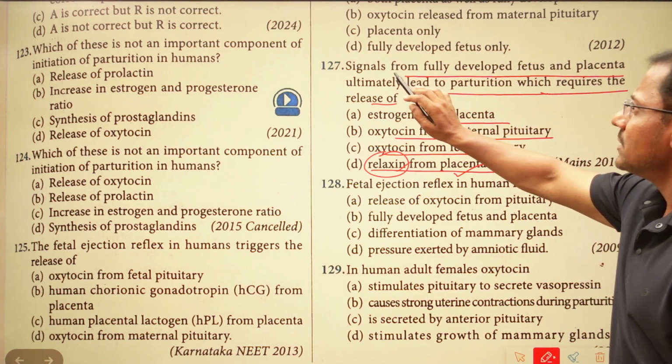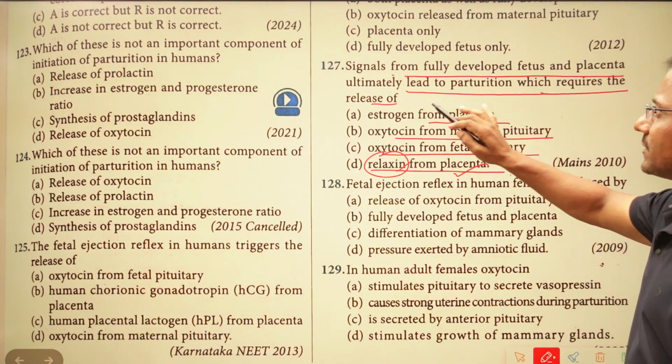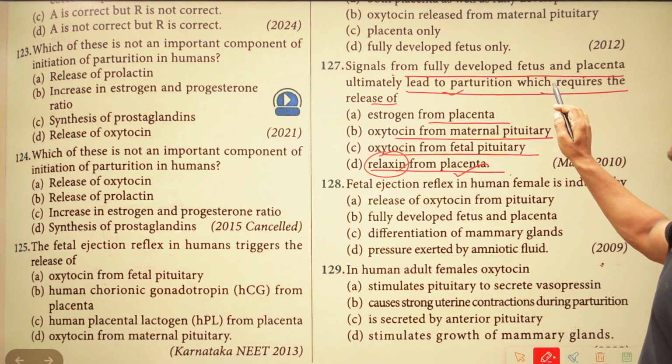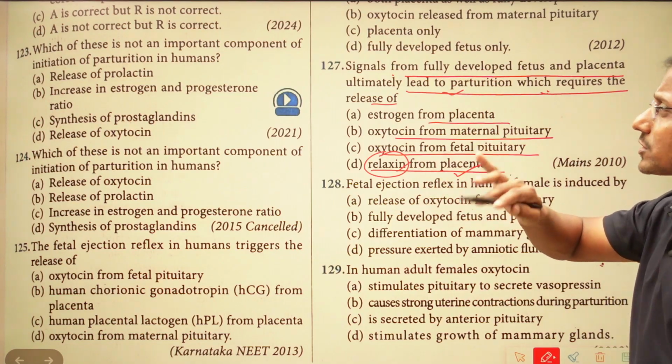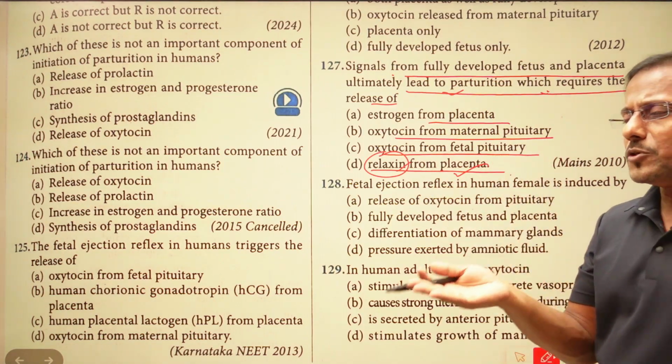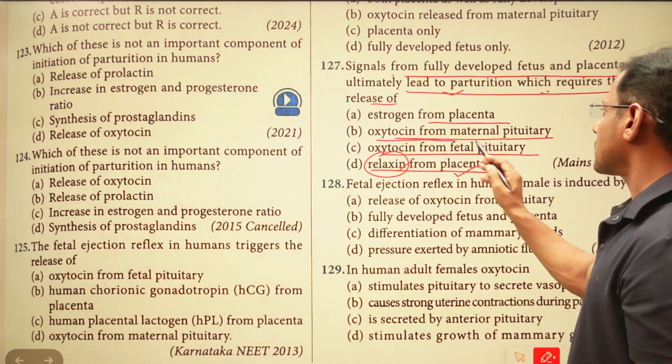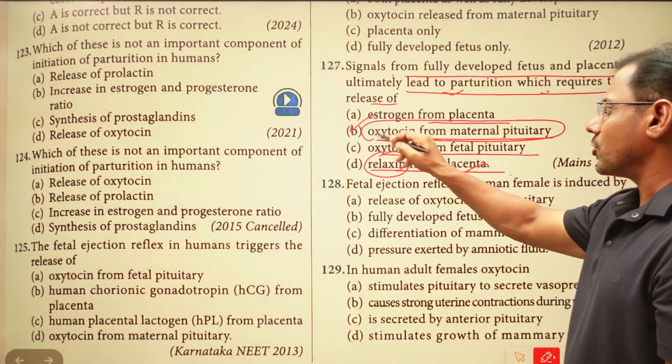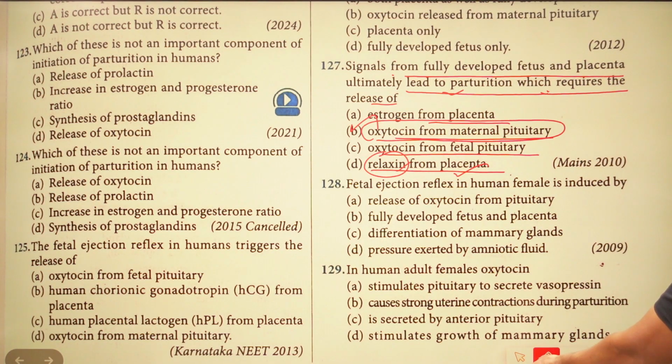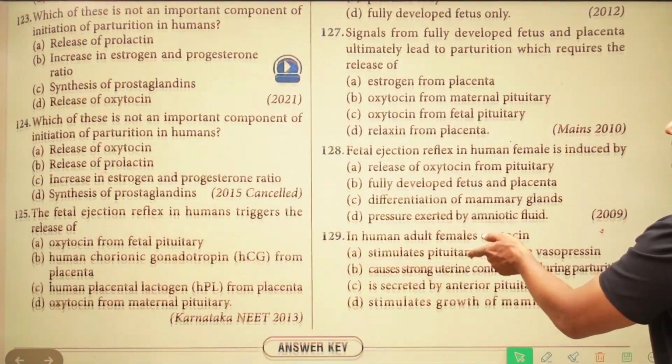So here, signals from fully developed fetus and placenta ultimately lead to parturition, which requires the release of oxytocin from the posterior pituitary of the mother. So oxytocin from maternal pituitary is the right option here. Now let us see the next one.